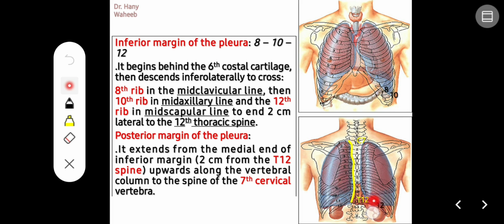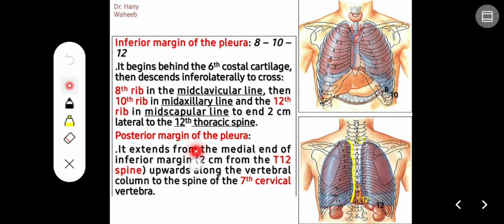Again, the inferior margin of the pleura passes through the 8th rib in the mid-clavicular line, the 10th rib in the mid-axillary line, the 12th rib in the mid-scapular line, and ends 2 centimeters lateral to the 12th thoracic spine.